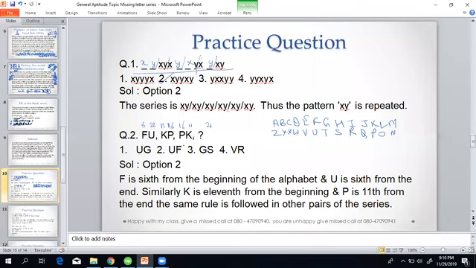So accordingly, we have to do the next option. The answer is UF. Or you can see the pattern in this form also: FU, KP, PK, then UF. So the second option is the correct answer.